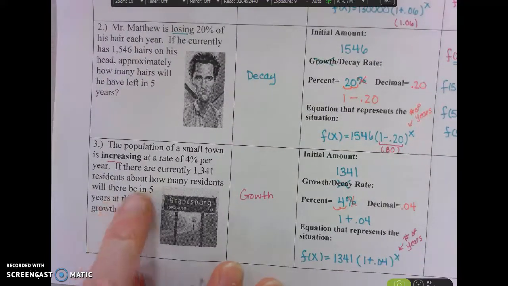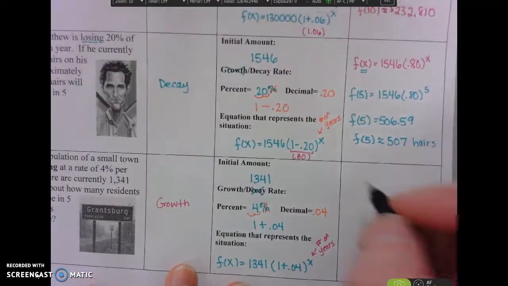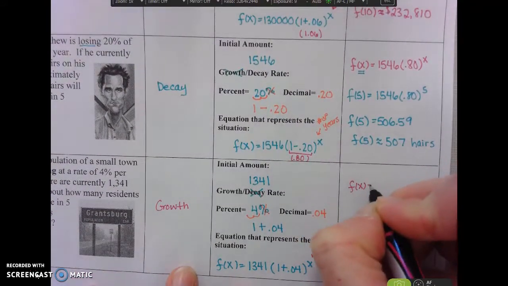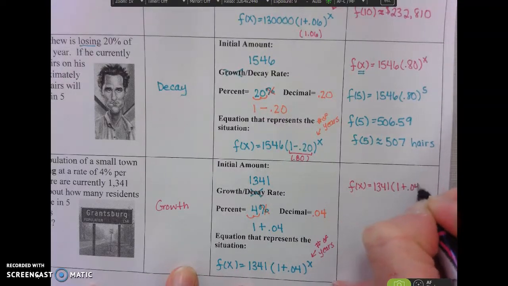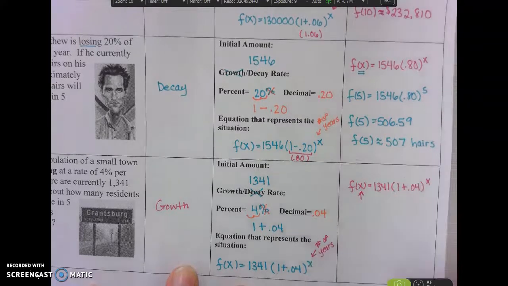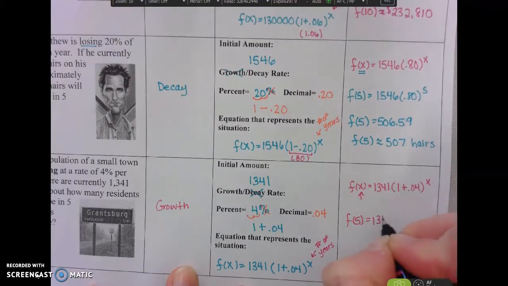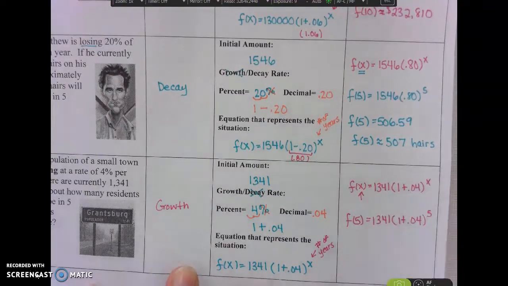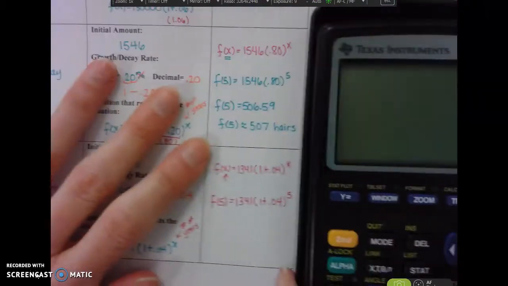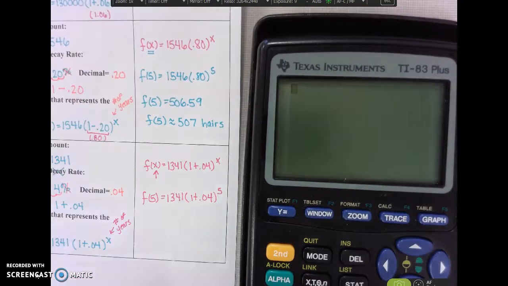So how many residents will there be in 5 years at this growth rate? So we take our equation. I'm going to replace the x with the number of years, so there would be 5. Again, grab a calculator, and you know Desmos, by the way, we'll do all of this same thing here for you.